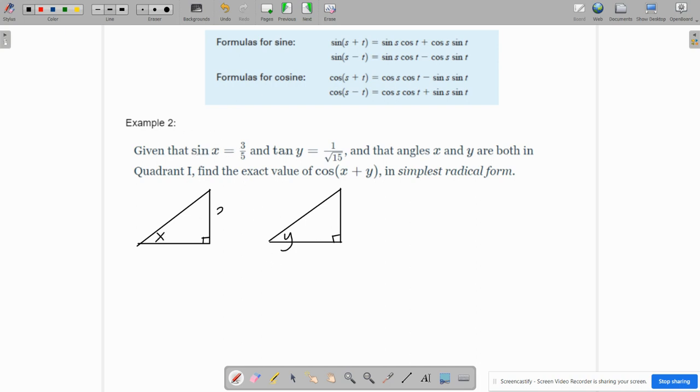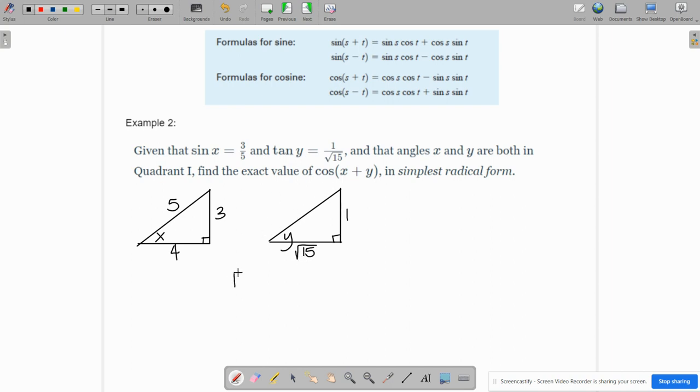So if the sine of x is 3/5, that's opposite over hypotenuse. And because I know my triangles, this is a special right triangle. It's a 3, 4, 5, so we don't even need to use our Pythagorean theorem here. The tangent of y is opposite over adjacent. So this is going to be 1 here, and then the square root of 15 here.